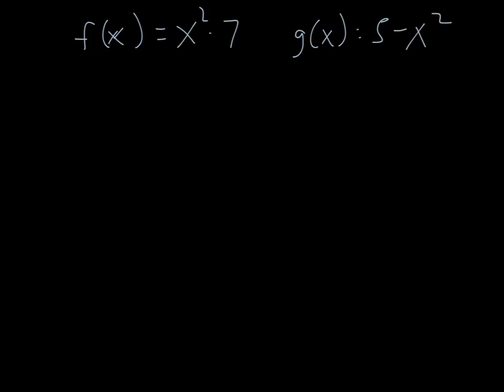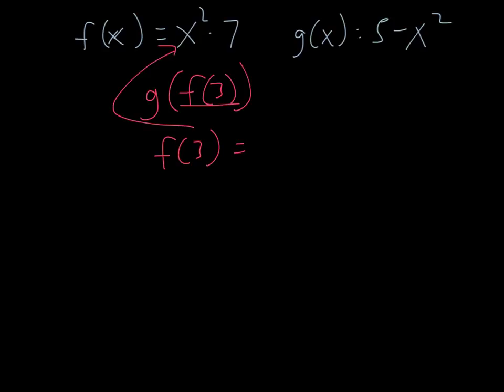Let's look at one more of these. Instead of f of g of 1, let's go the other way around and take g of f of 3. Well, inside first, I want to evaluate f of 3. Plugging 3 into the f of x function, wherever I see an x, that's 3 squared minus 7, or 9 minus 7, which is 2.